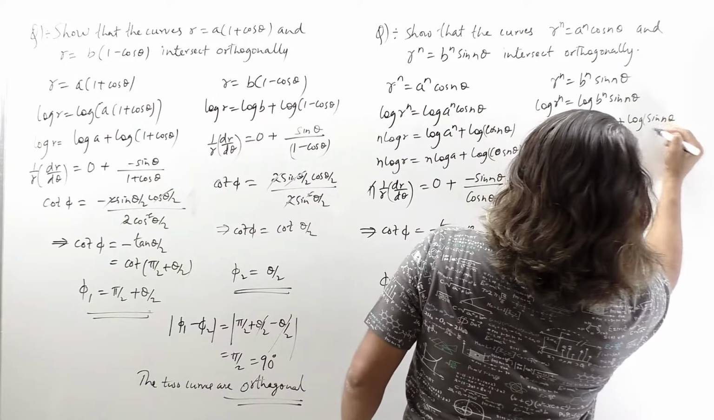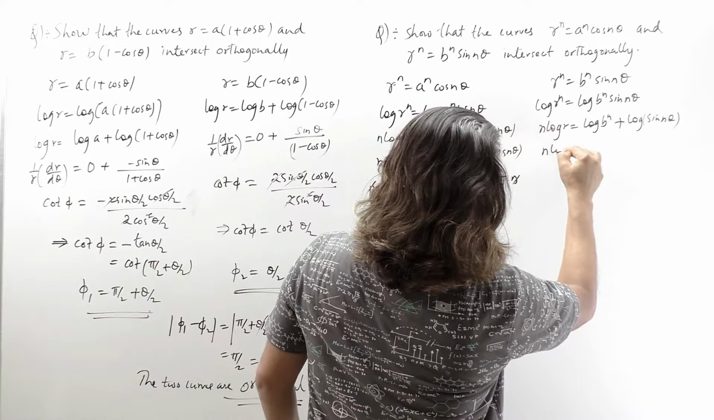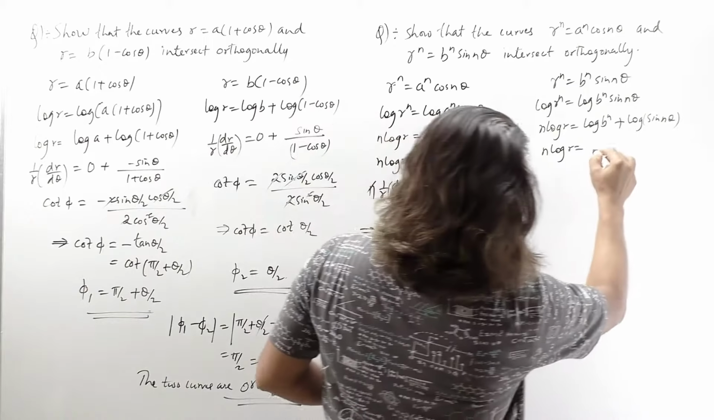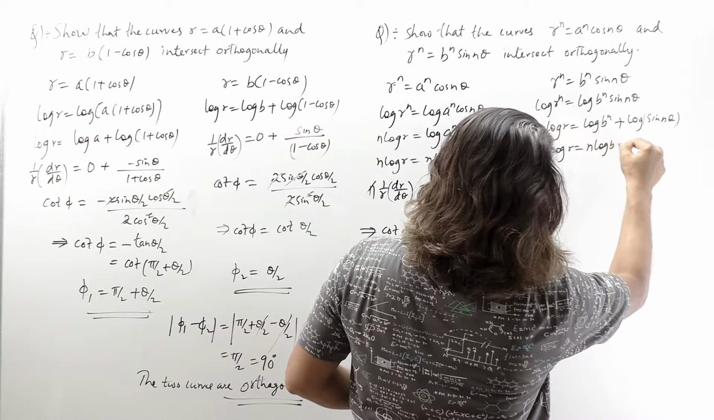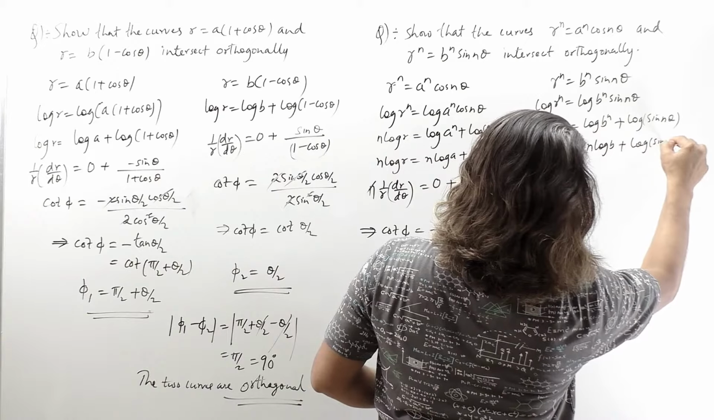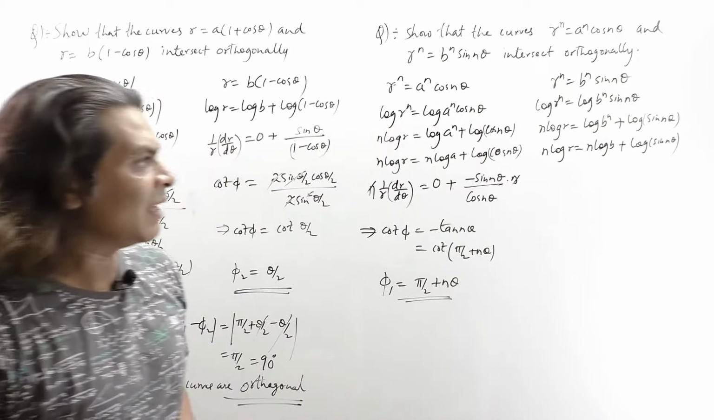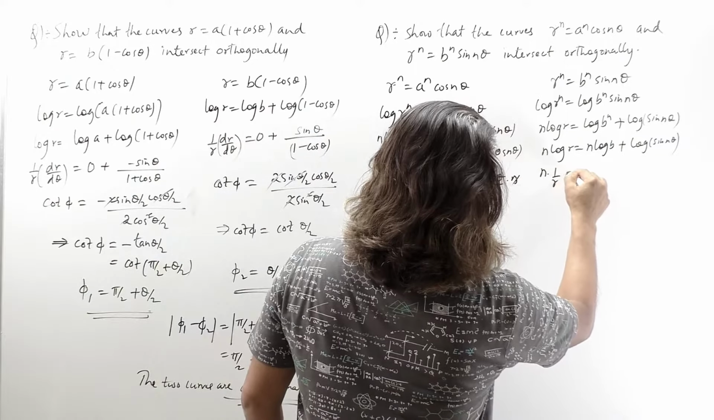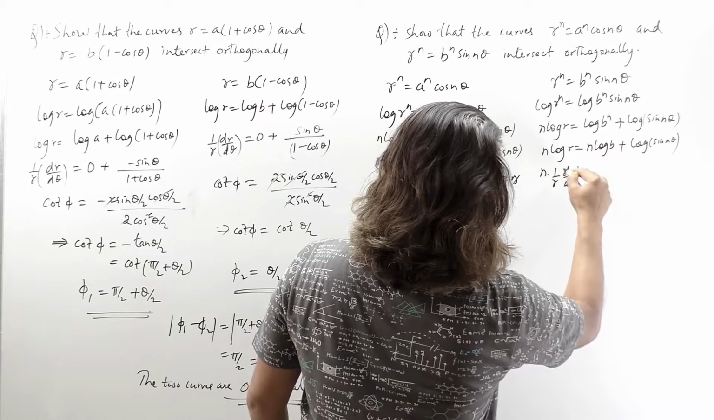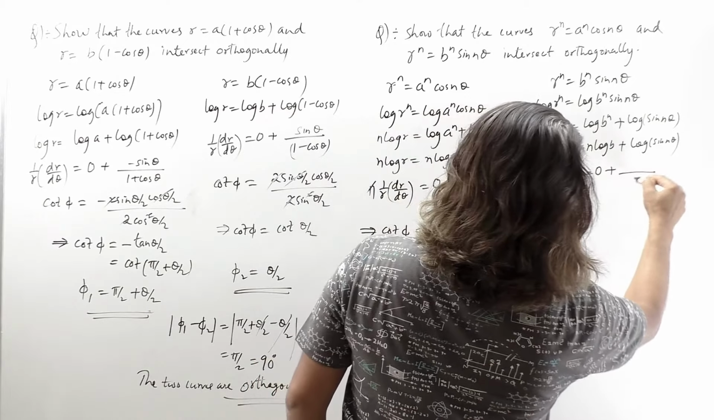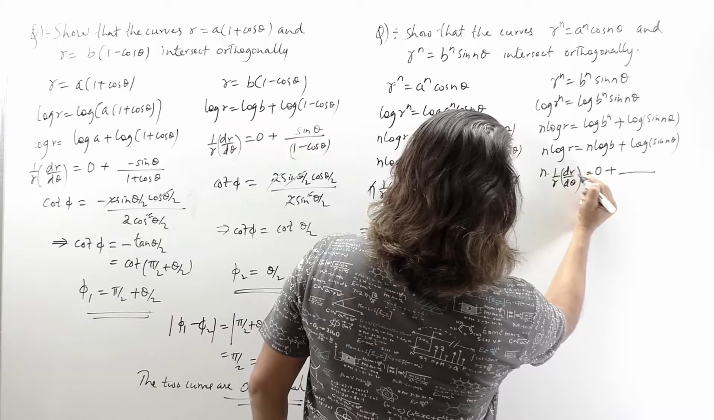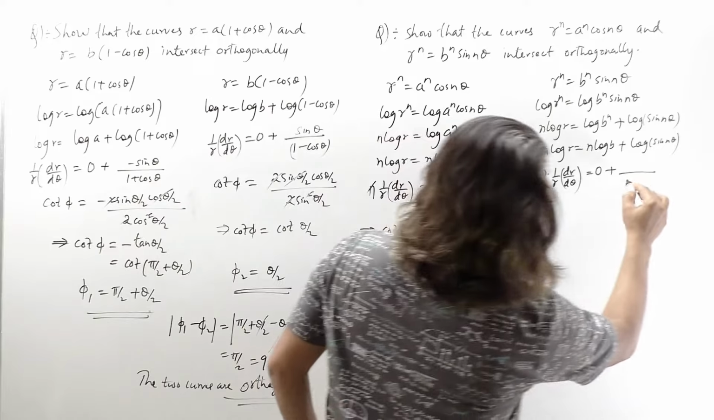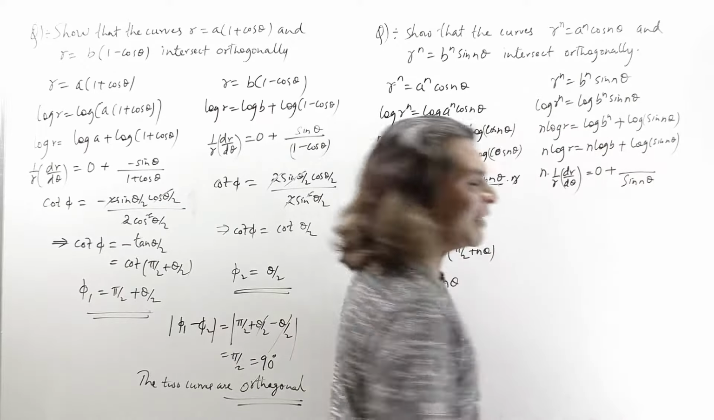Therefore, we can write n log r is equal to again log a raised to n. Log a raised to k is k log a. So, n log of a plus log of sine of n theta. Now, we can differentiate this. So, n as it is into log r is 1 by r dr by d theta is equal to 0 plus again differentiation of log of sine n theta. Log of x is 1 by x, so 1 by sine of n theta. Perfect.